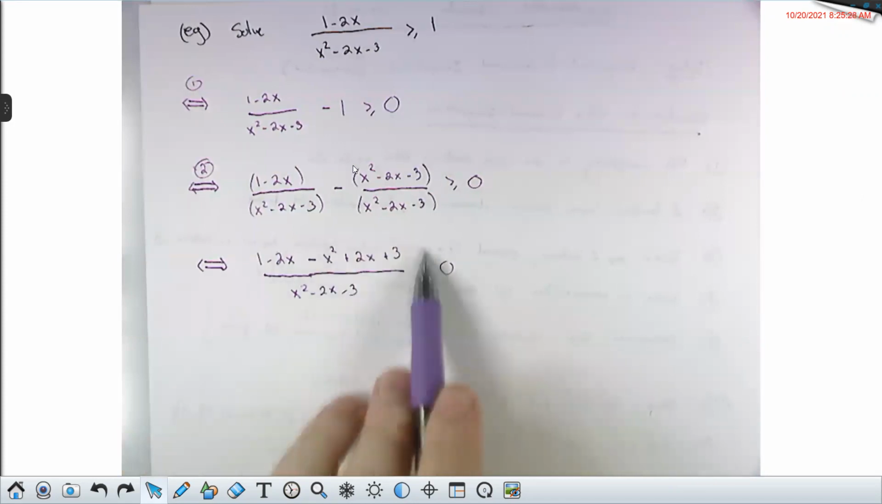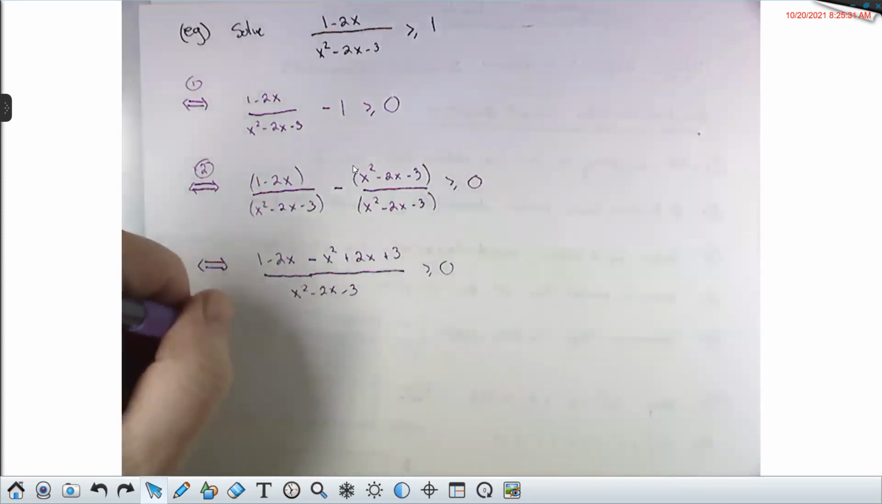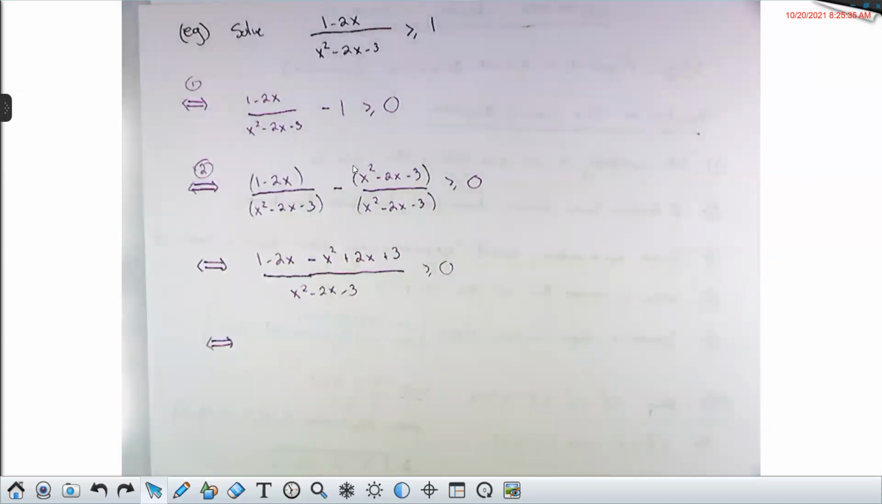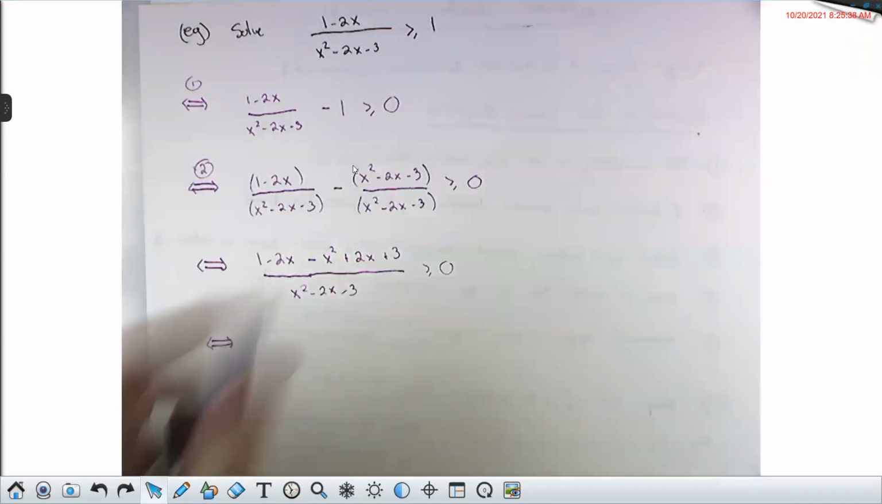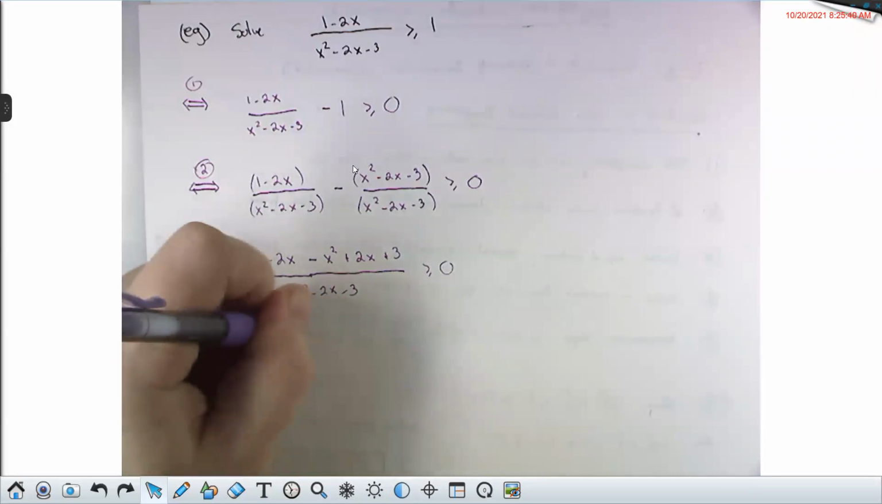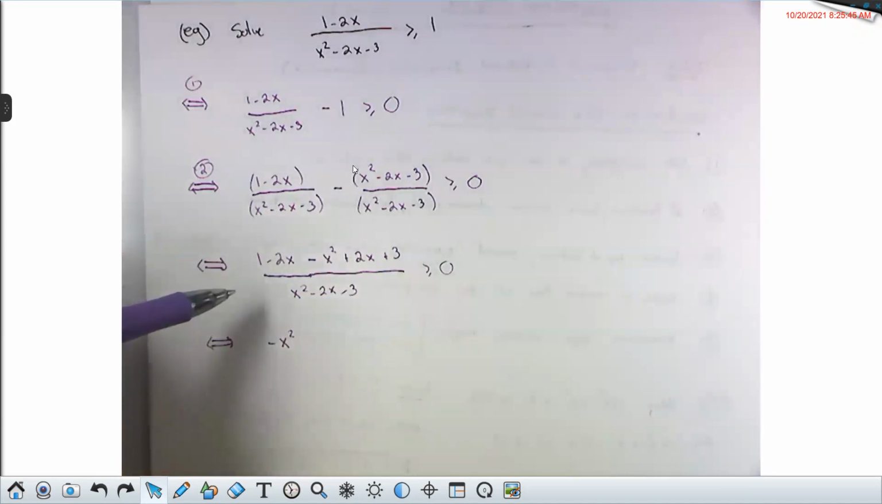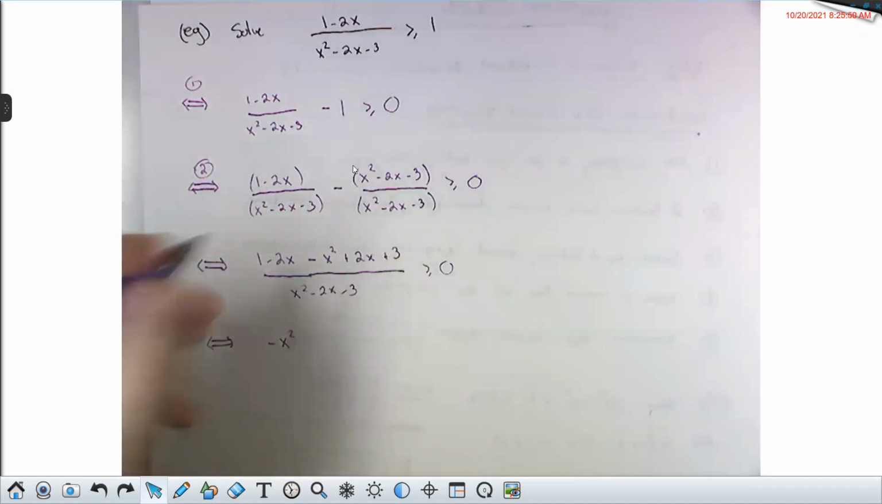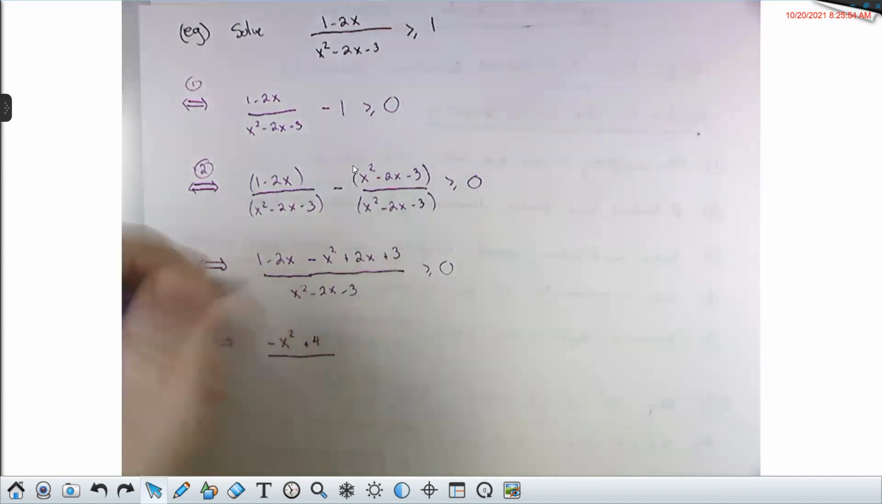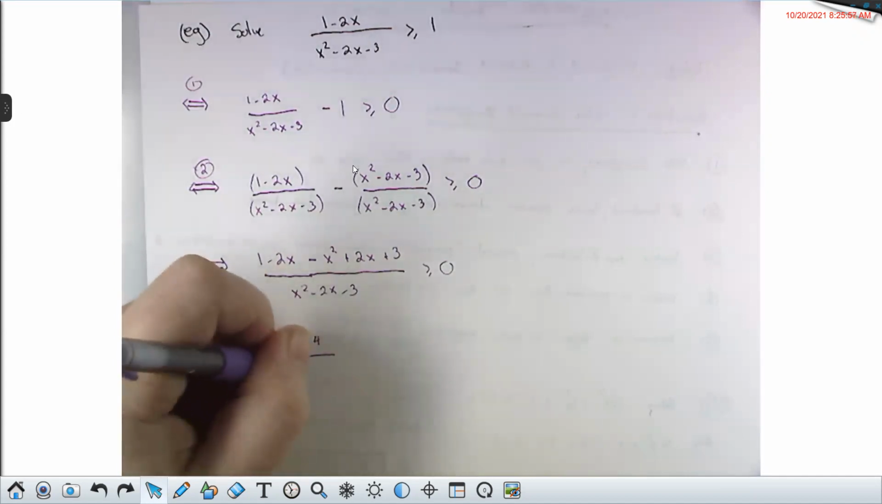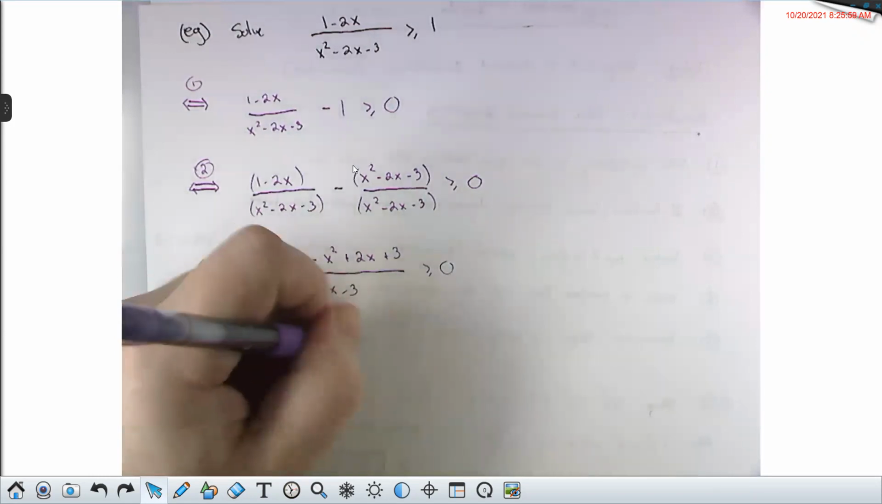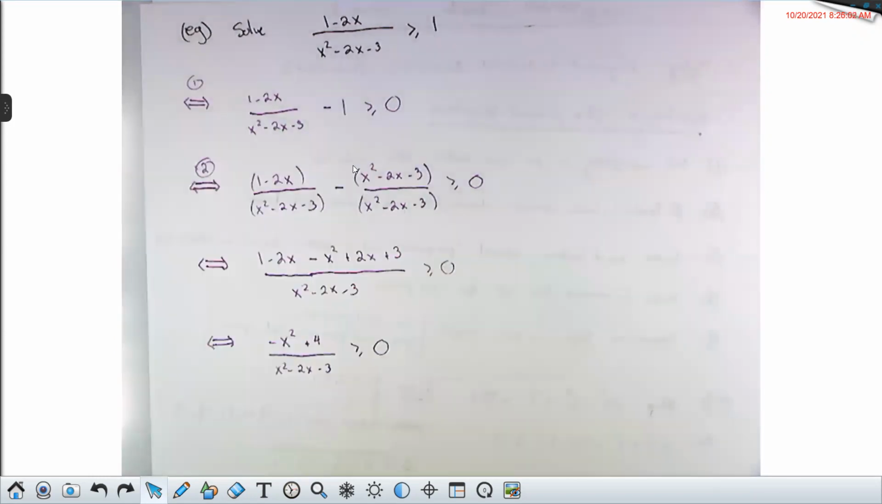Now I'm going to combine my like terms in the numerator. I'm doing that so I can factor. So I've got an x squared here, it's negative. I've got a minus 2x here and a plus 2x here, those go away. I've got a plus 1 and a plus 3, so that's plus 4. This is over x squared minus 2x minus 3. And all of that is still greater than or equal to 0.